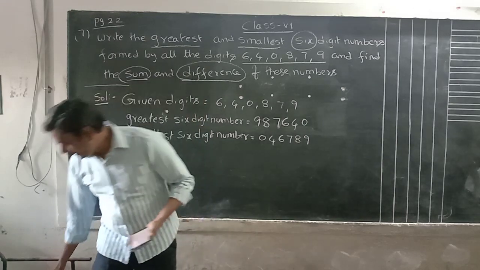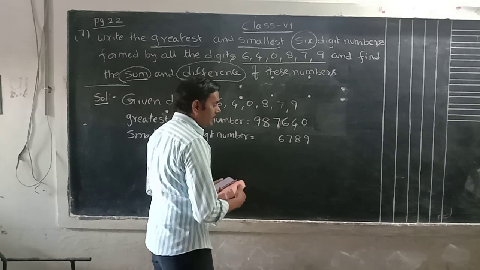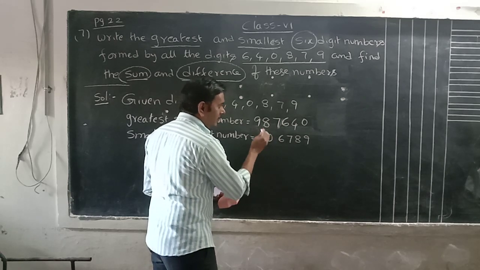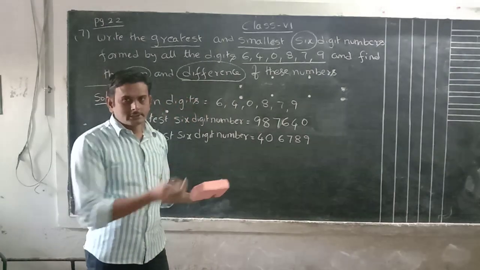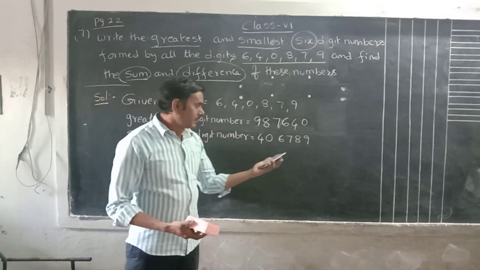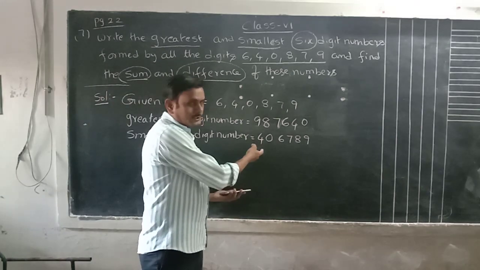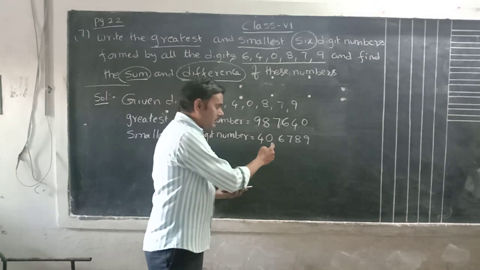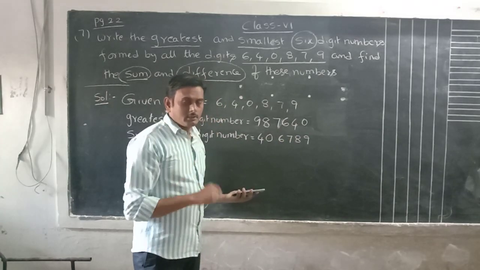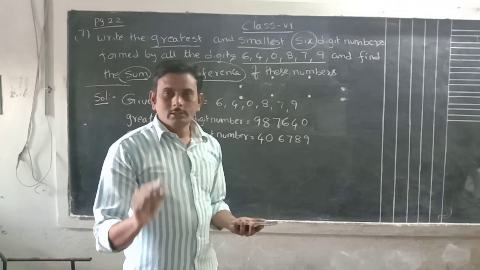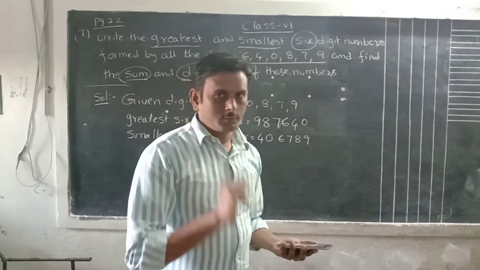So just simply interchange these two digits. That means write 0 in the second place and write 4 in the first place. Now it will become a six-digit number. If you exchange this 0 to any other place, it will be the smallest number. That is what you have to remember: while writing the smallest number, the number should not start with 0.